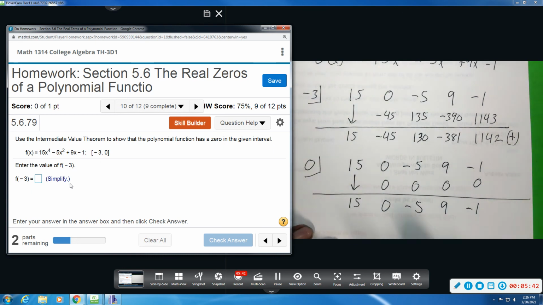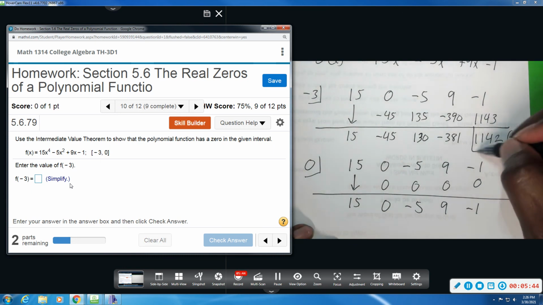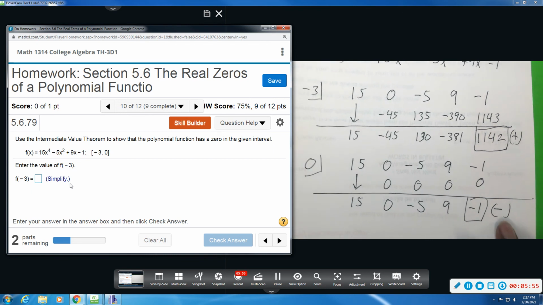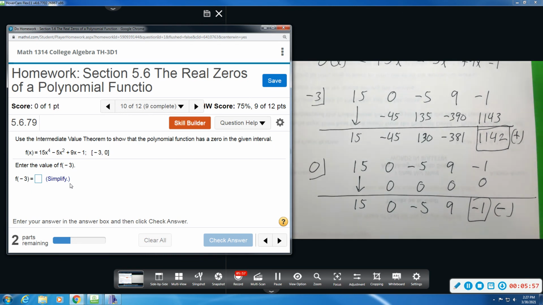Okay, so the end result, these are the numbers that we're focusing on. The end result is positive. This end result is negative. These have opposite signs. So by the intermediate value theorem, we can tell that at some point between -3 and 0, this graph will cross the line.